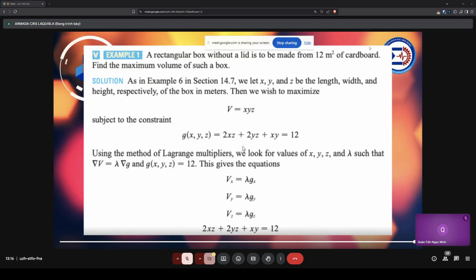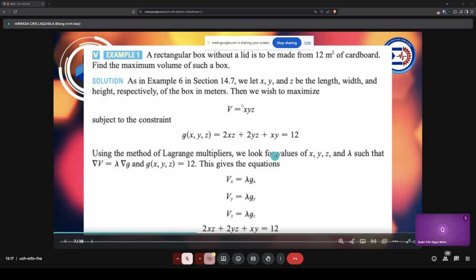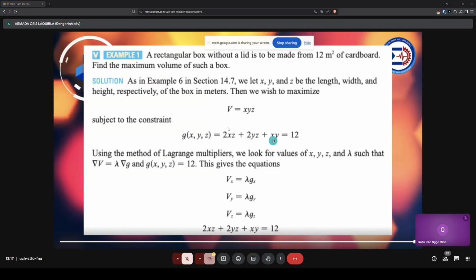Consider the rectangles at the sides of the box. If the rectangle at the bottom of the box is the length times width, that is x times y. And since there is no cover, only xy is here. So this one is at the base of your rectangular box, the lower base of the box.